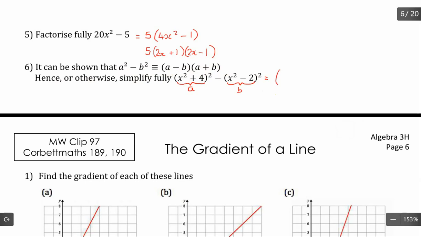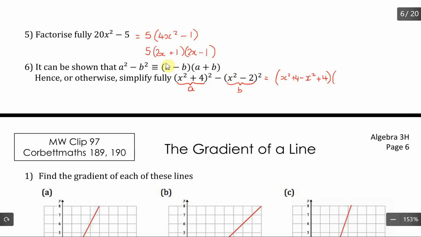I'm going to put my a value first, so I'm going to put the whole thing, x squared plus 4, and then we're going to take away whatever my b was. So I'm going to take away, and when I take away what b is, I need to just bear in mind that there's already a subtract here, so I'm going to end up taking away x squared, and then I'm going to end up taking away -2, which would give me a plus 4. Okay, that's that first a minus b done.